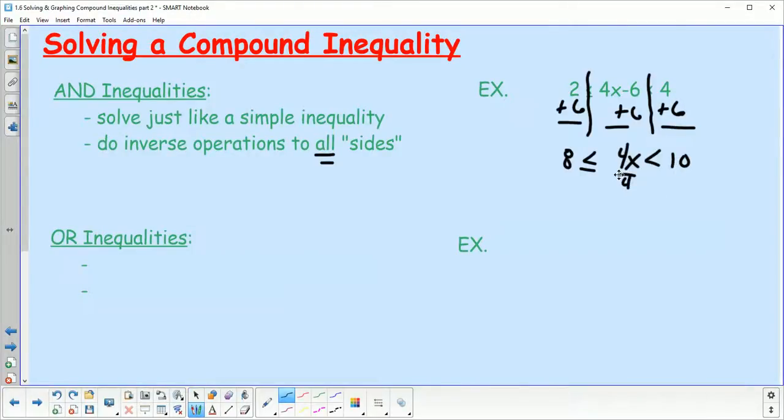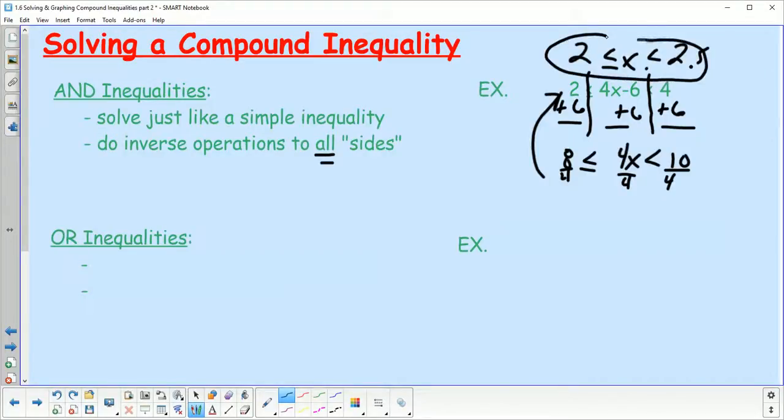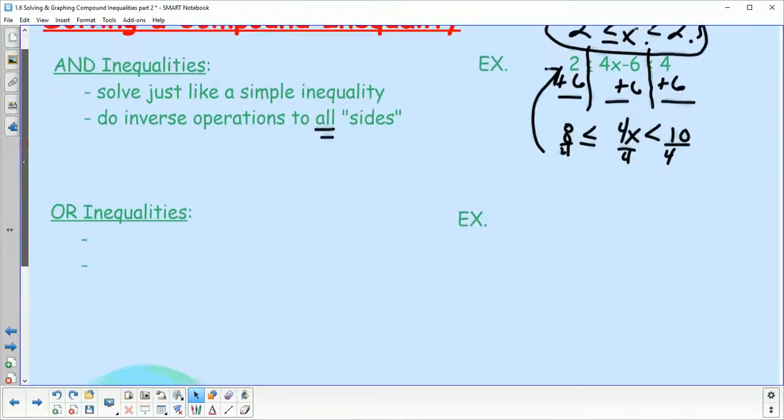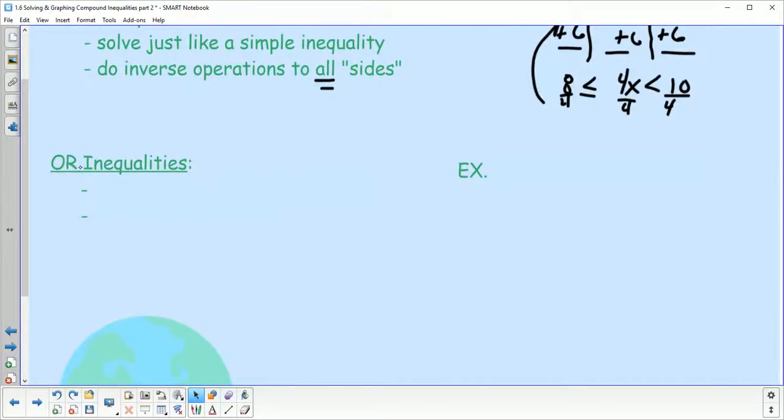Last step then, we're dividing by 4. And so we're going to have 2. I'm going to just write the answer up here for space. 2 is less than or equal to x is less than 2.5. So that would be the solution to that inequality, this compound inequality. So our answer has to be both greater than or equal to 2 and also less than 2.5. Solving an or inequality, then, I'm switching over to our second type. We're still going to do the same thing, solve just like a simple inequality.